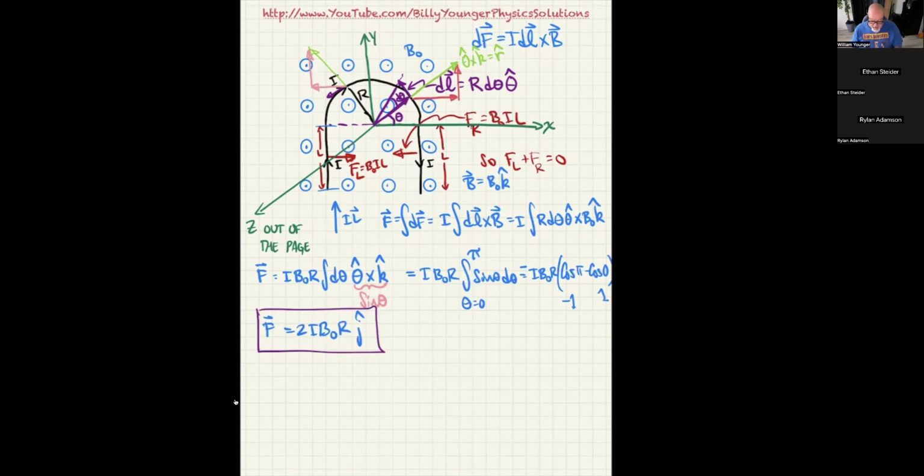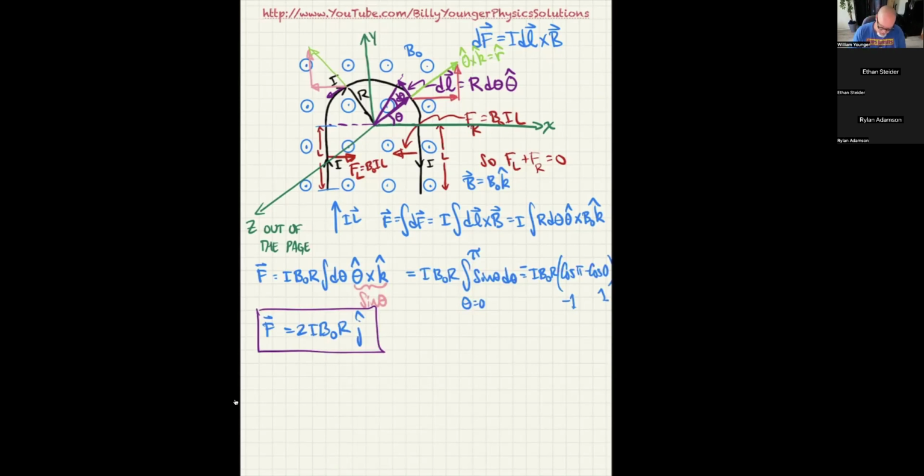Okay. So if we added up all the forces, if we add the FL, the F and the FR, and then this F, we're going to get just 2 I B0 R. And that's a typical problem you have to be able to do. Anybody have any questions on that one?